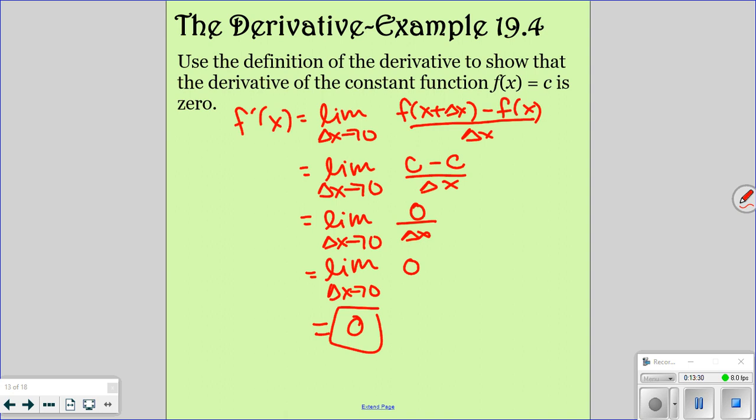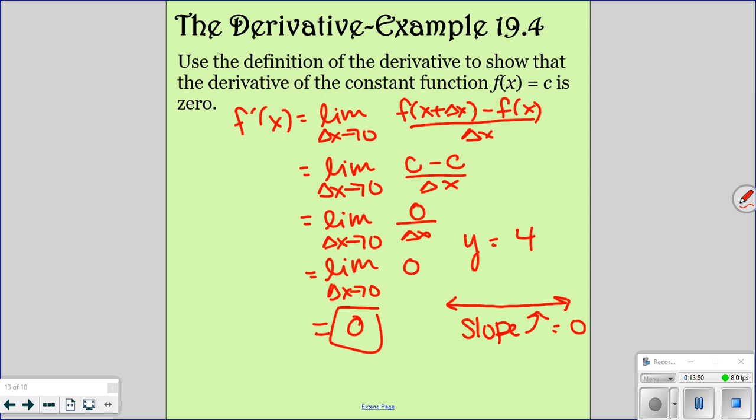And again, derivative is slope. So if I graph the line y equals 4, that is a horizontal line. And what is the slope of a horizontal line? The slope of this line is 0. And so the derivative should equal 0, and it does. So that's how you can think of it as well.